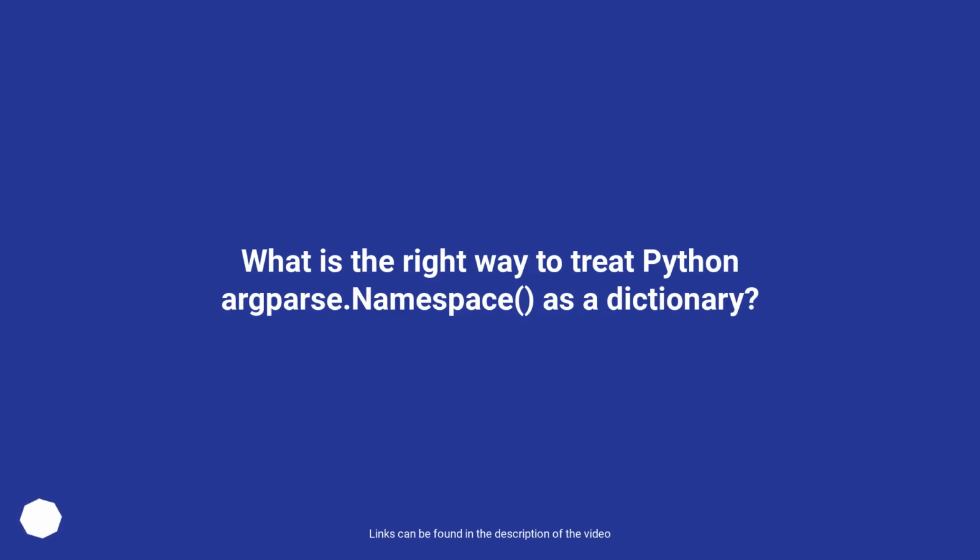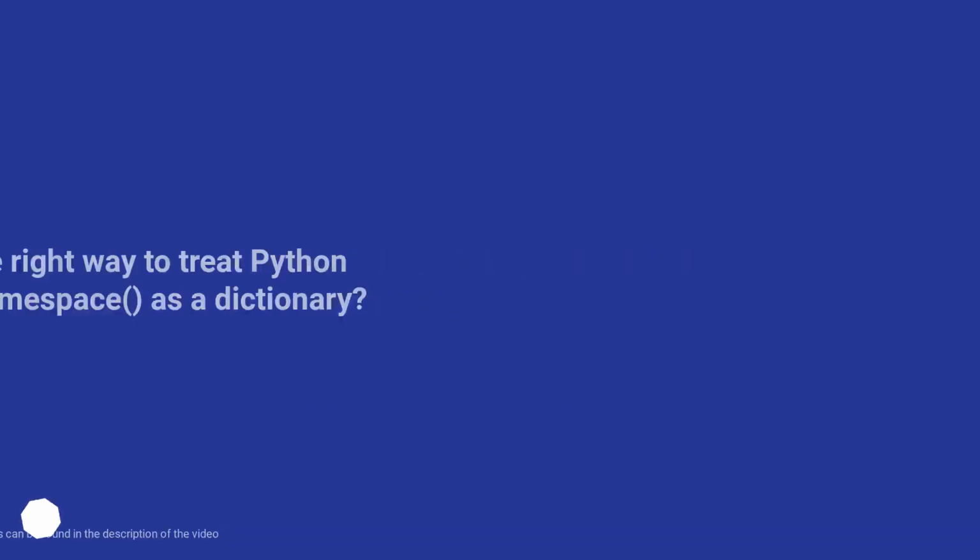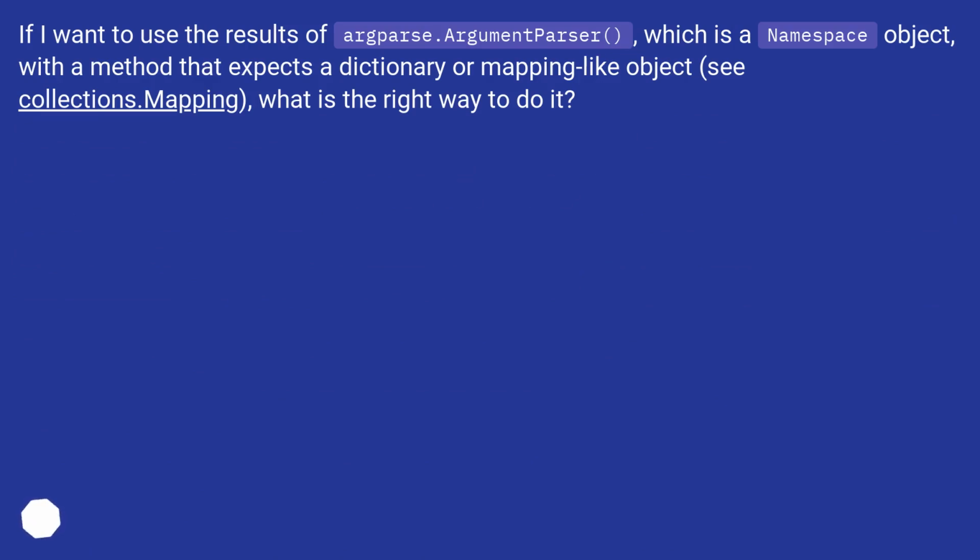What is the right way to treat Python argparse.Namespace as a dictionary? If I want to use the results of argparse.ArgumentParser, which is a namespace object, with a method that expects a dictionary or mapping-like object, see collections.Mapping, what is the right way to do it?